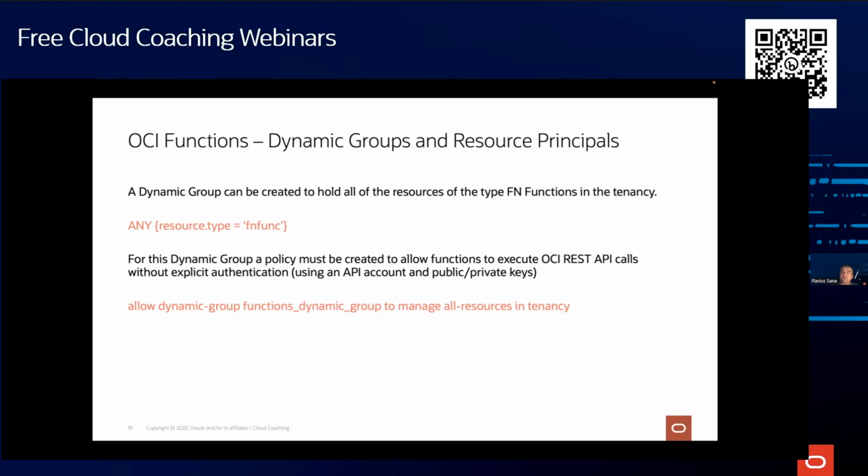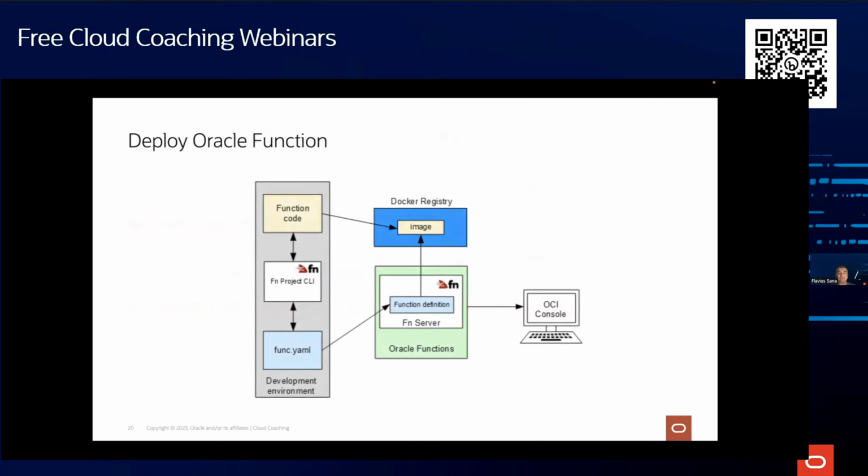So basically, there are two steps. First, you have to create a dynamic group, and after that, create the policy that allows that dynamic group to execute different OCI REST calls against different services.